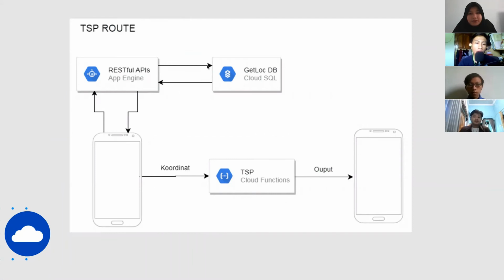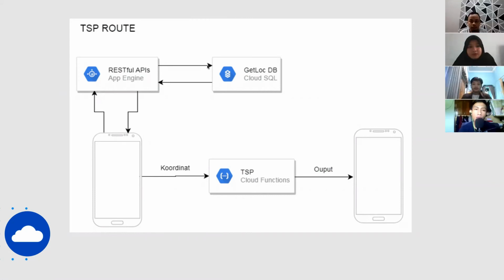This is the flow in cloud, the flow backend of the application when running the TSP feature to find the best route. In the flow, apps will request to the API to retrieve place information, which will later be processed in the cloud through a cloud function. And after that, the user will receive output in the form of the best route to travel to several places.